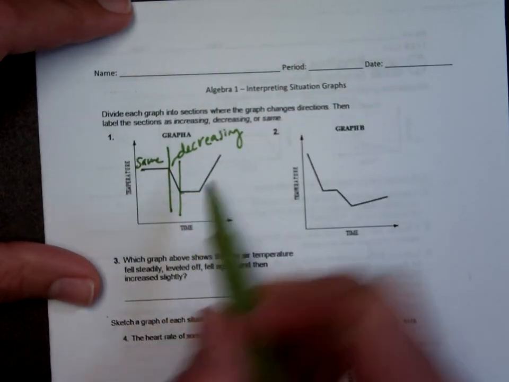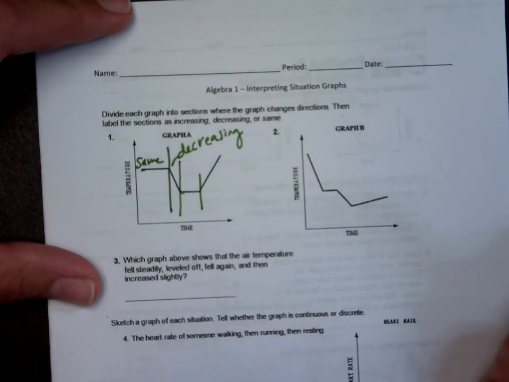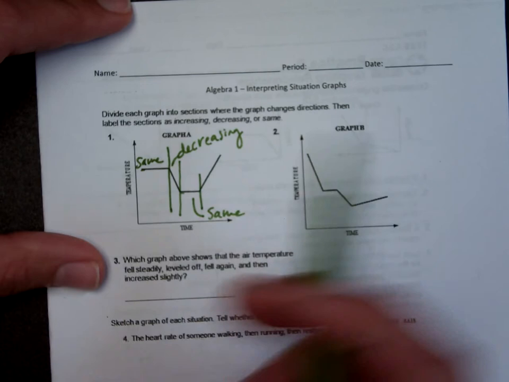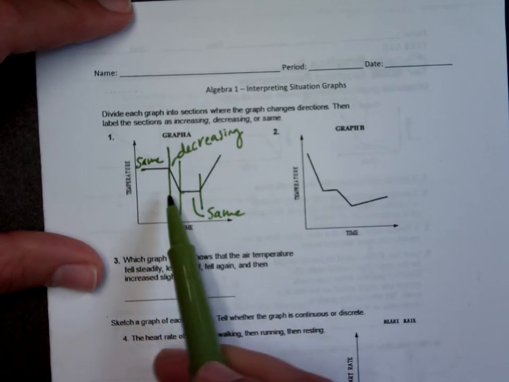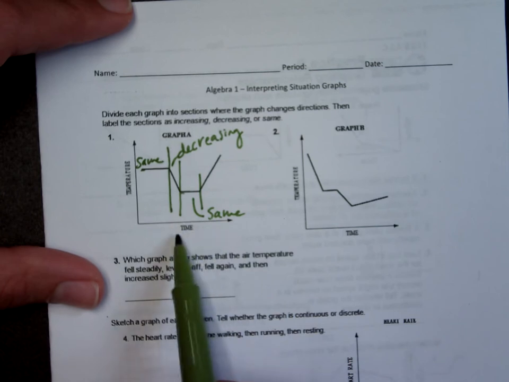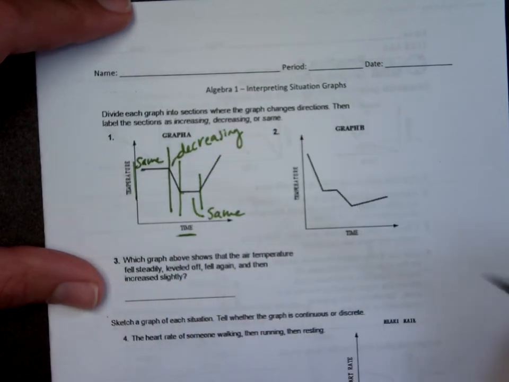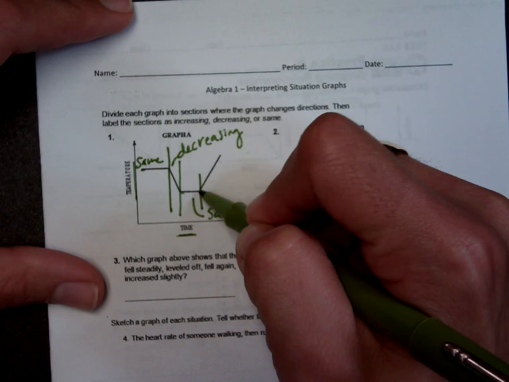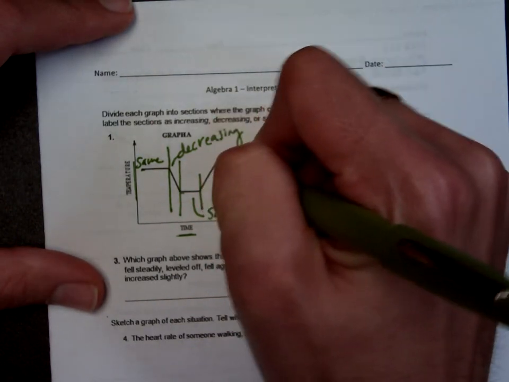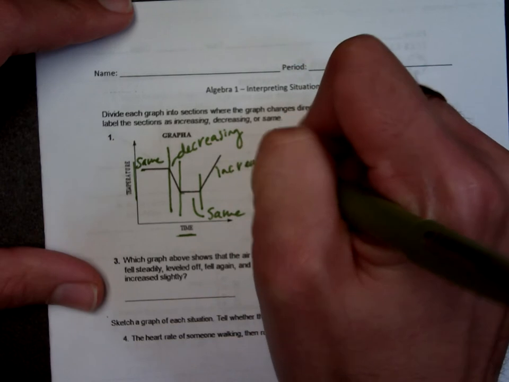Okay, now again, we have a flat section. So we would say that that is the same. It stayed the same. It did not go up. It did not go down. So the temperature right there remained the same. Okay, so if you look at the axis, this is time and temperature. Okay, and then the very last section, it starts low and heads up. So that would be an increasing section.